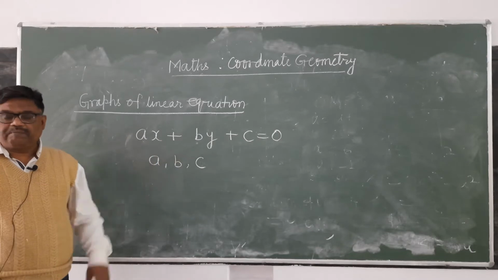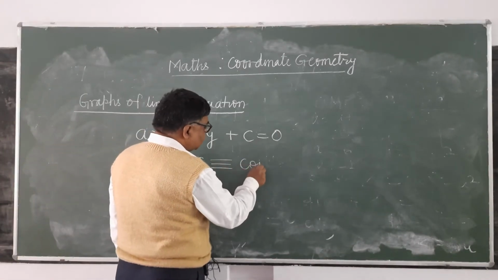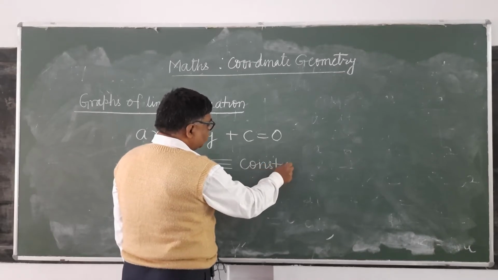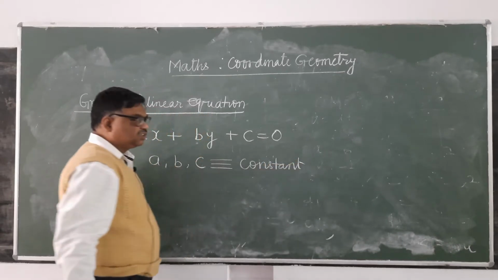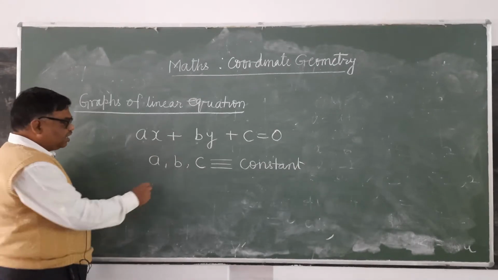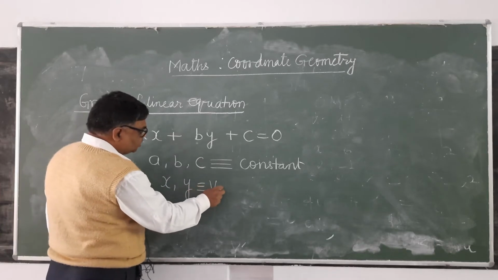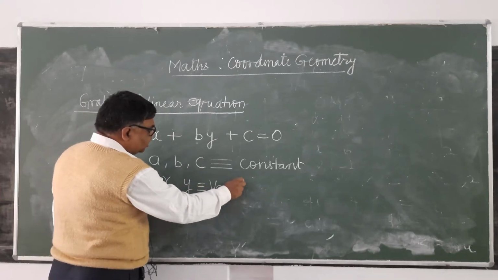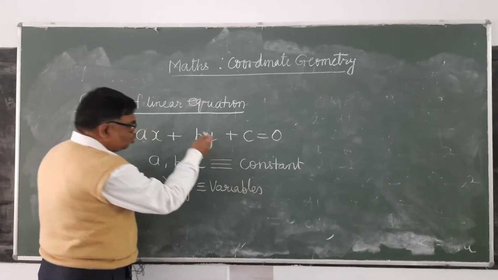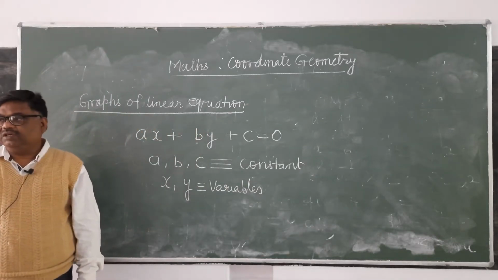Means what will they be? They will be numbers. In mathematical language we say constants. There will be some number like 2, 3, 5, minus 5, anything. And x and y are the variables. Here this is a linear equation in two variables.